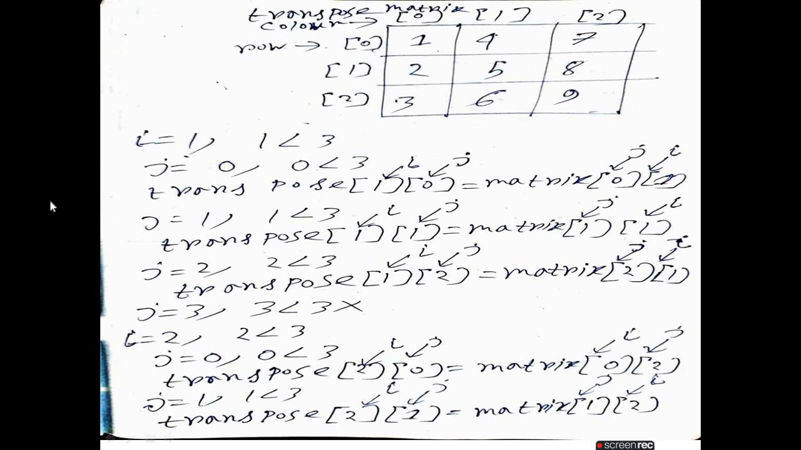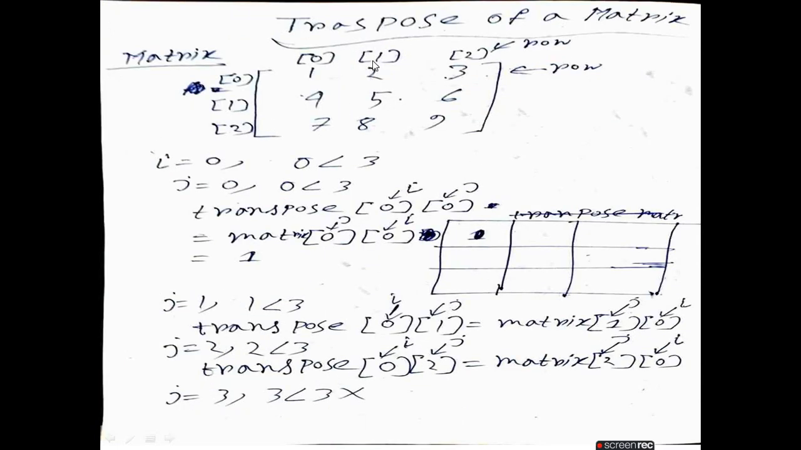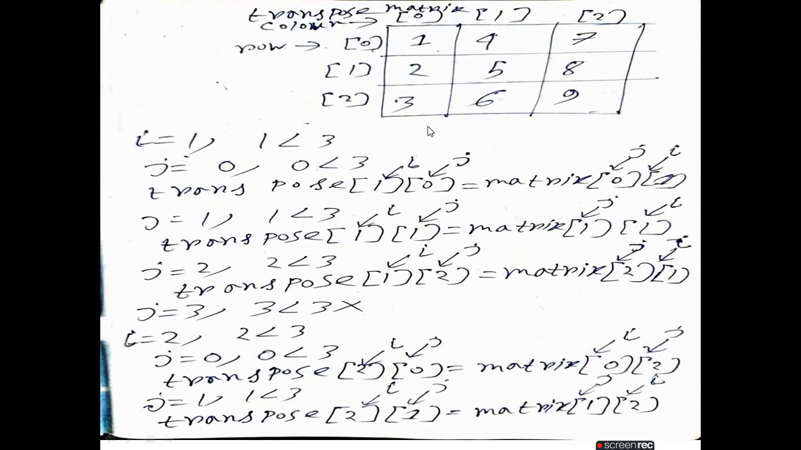Now, increment j, j becomes 1 now. 1 is less than 3, yes. Transpose of ij, what is the i value? 1. What is the j value? 1. Assigned with matrix ji, j means 1, i means again 1. So that means matrix 1 1. What is the value of matrix 1 1? 5. 5 is successfully inserted in transpose of 1 1. That means 5 is inserted here.